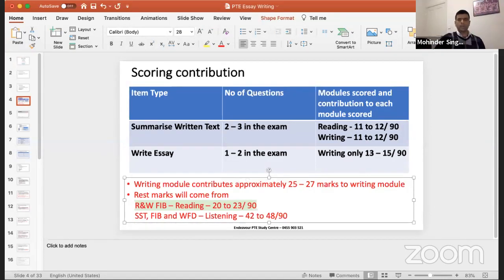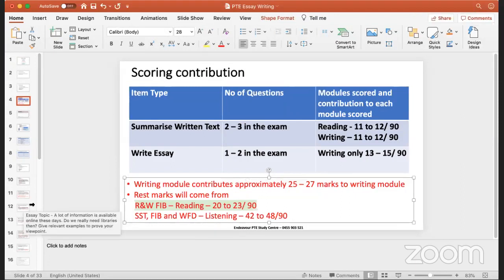All right, sorry for the delay, guys. So basically we were at the listening module. In listening, you have potential contribution coming towards the writing from your listening module. Now, any question from here? Right, that's good. Let's go to the next screen.